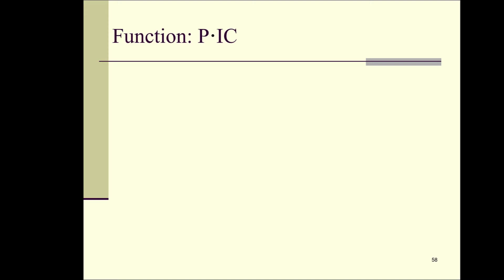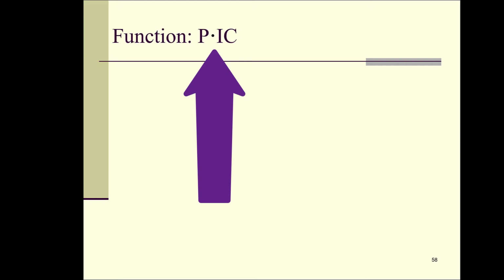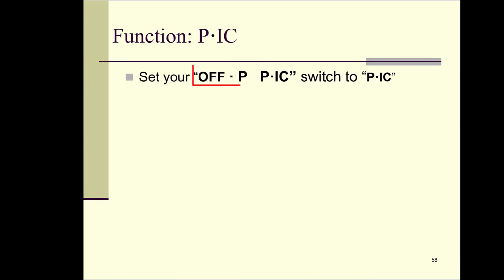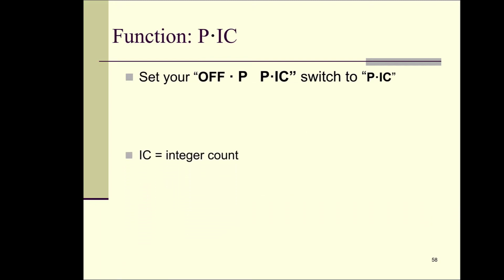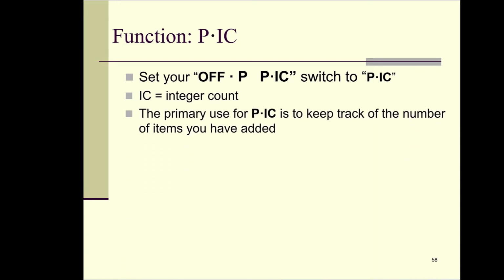Before we learn how to use the average function on the calculator, we have to learn about the p.ic function on your calculator. So go ahead and set your on-off switch to the p.ic, in other words, the far right setting. IC stands for integer count. The primary use for p.ic is to keep track of the number of items you have added. Also, the p.ic setting must be set to integer count in order to use the average function.